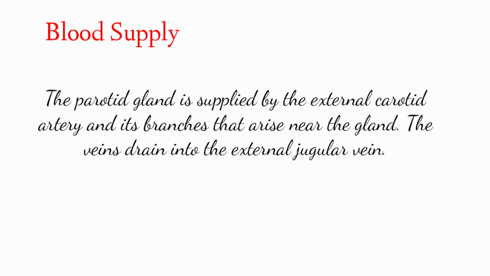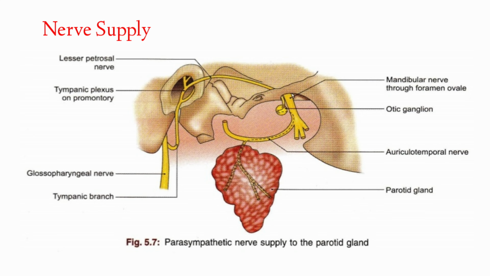Next is the blood supply. The blood supply to the parotid gland is mainly by the external carotid artery and its branches that are raised near the gland. The veins drain into the external jugular vein. Nerve supply. The parasympathetic nerves are secretomotor. They reach the gland through the auriculotemporal nerve. The preganglionic fibers begin in the inferior salivatory nucleus and pass through the glossopharyngeal nerve and relay in the otic ganglion. The postganglionic fibers pass through the auriculotemporal nerve and reach the gland.